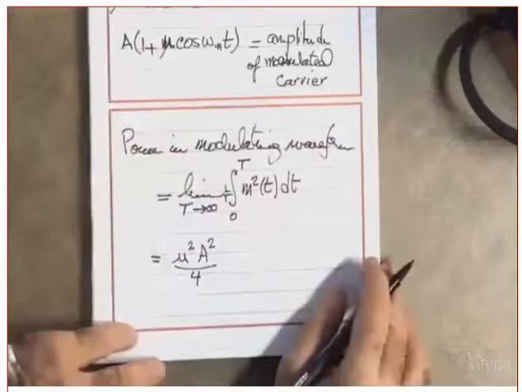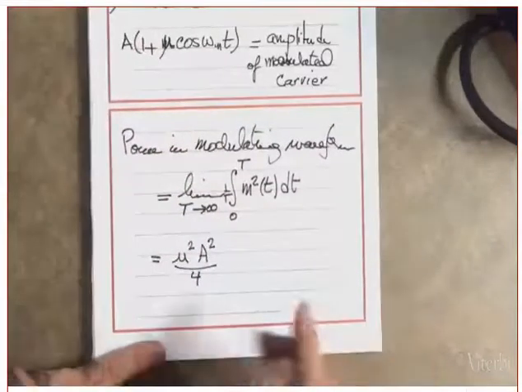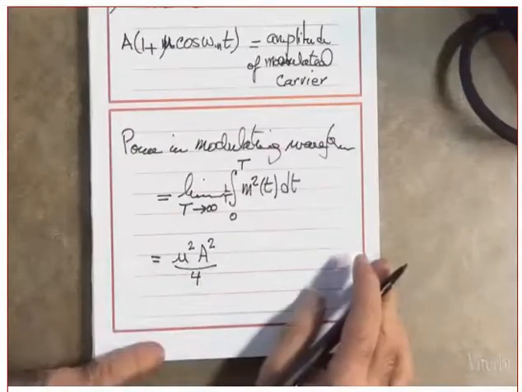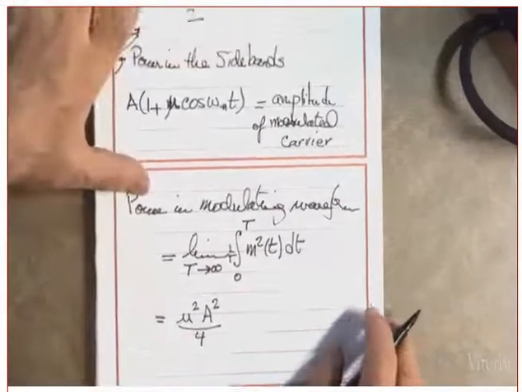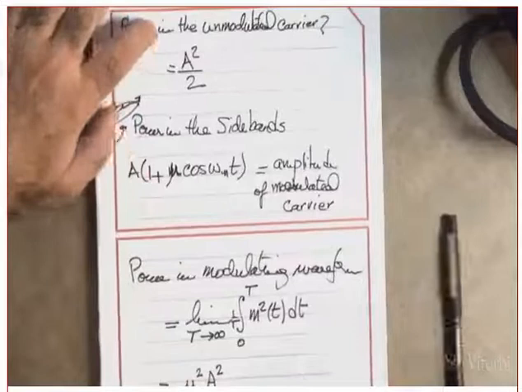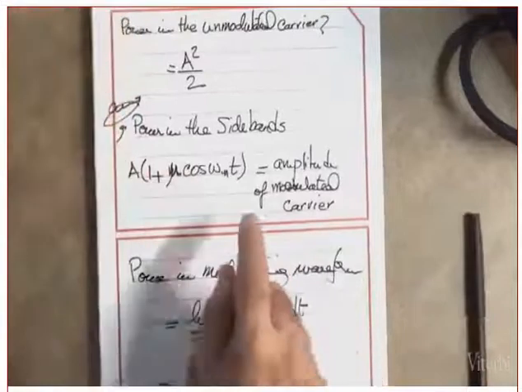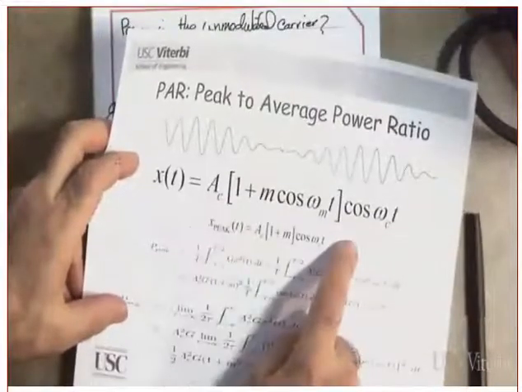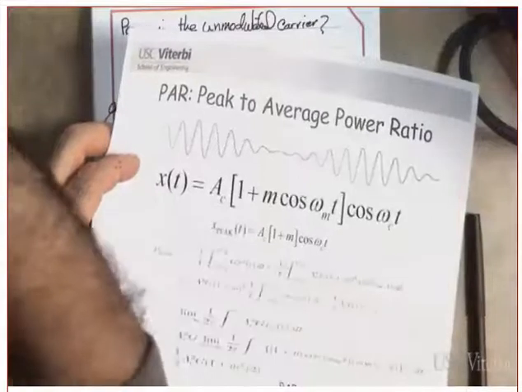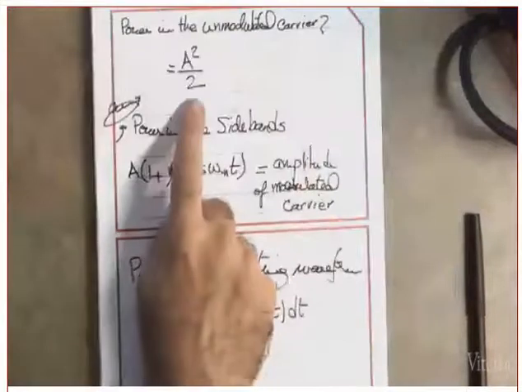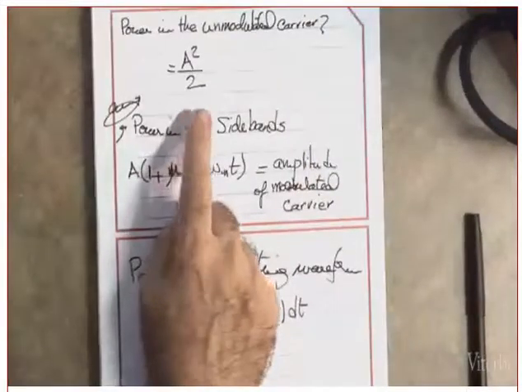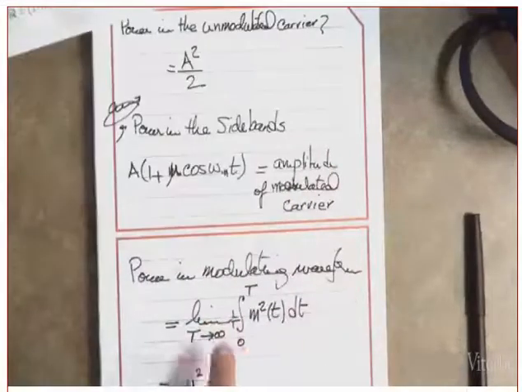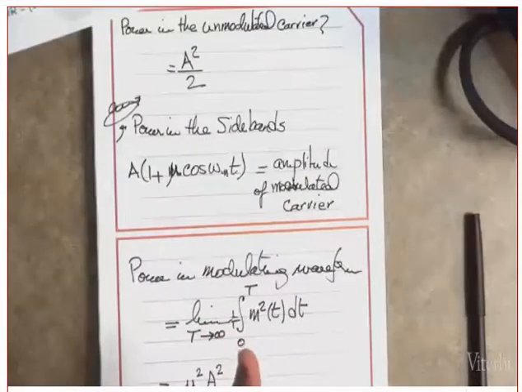You lost me here. Did you lose me? Where did the 4 come from? Where did the mu come from? Okay, concentrate. The first term is what? What is the first term? A times cosine omega ct. That's the carrier component. The power is A squared over 2, the average power. Yes or no?